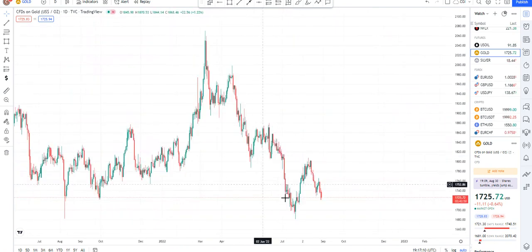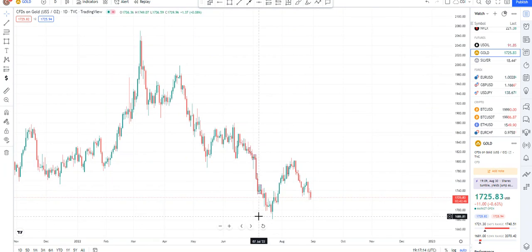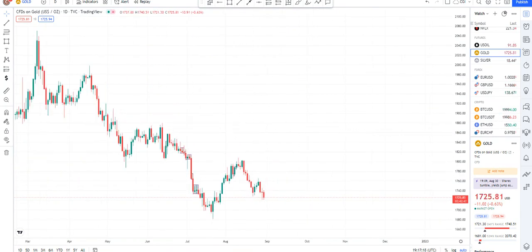So now you go to your daily chart, look at it, and find your targets. So you find your long-term targets.